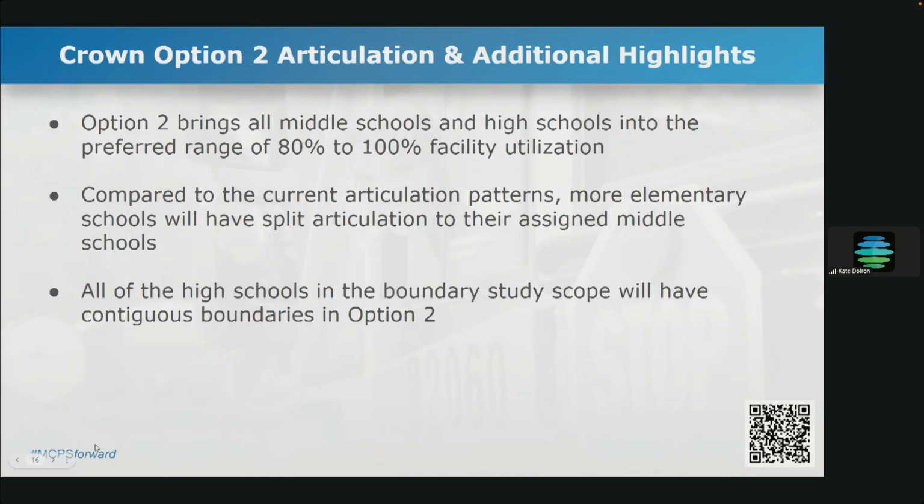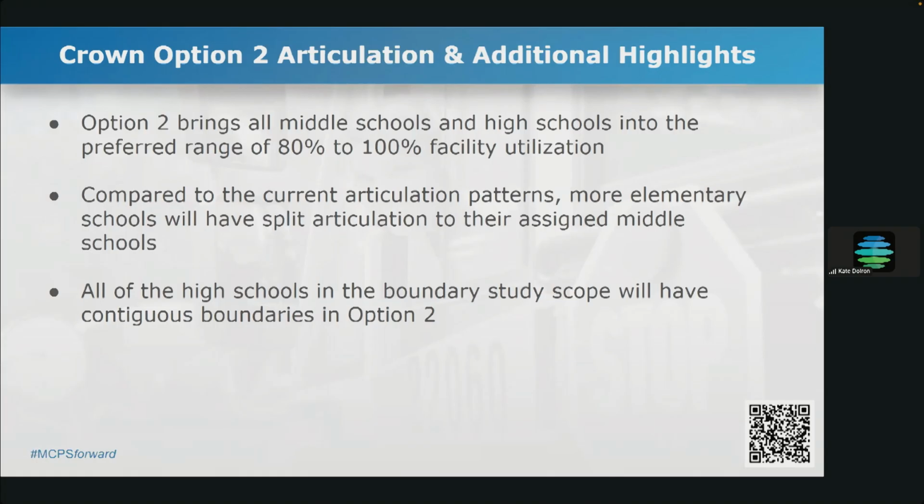Here is some additional information about the articulation patterns and facility utilization for option 2. So option 2 brings all middle schools and high schools into the preferred range of 80 to 100% facility utilization. Compared to the current articulation patterns, more elementary schools would have split articulation to their assigned middle schools. And all of the high schools in the boundary study scope would have contiguous boundaries in option 2.